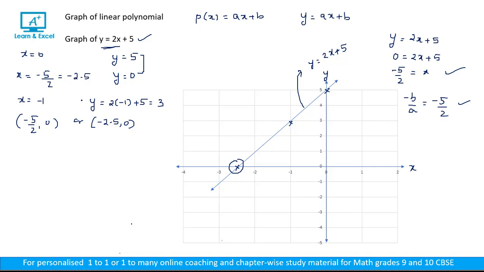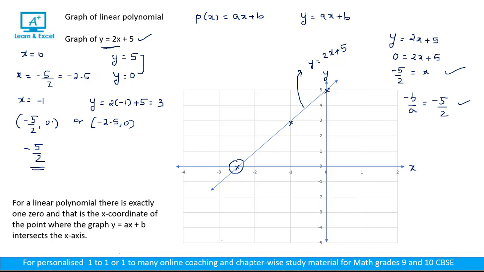But when we graph the polynomial, we can see that this line will intersect the x-axis at this point, and the x coordinate of the point, that is minus 5 by 2, is the zero of the polynomial. So hence we can conclude that for a linear polynomial there is exactly 1 zero, and that is the x coordinate of the point where the graph y equal to ax plus b intersects the x-axis.